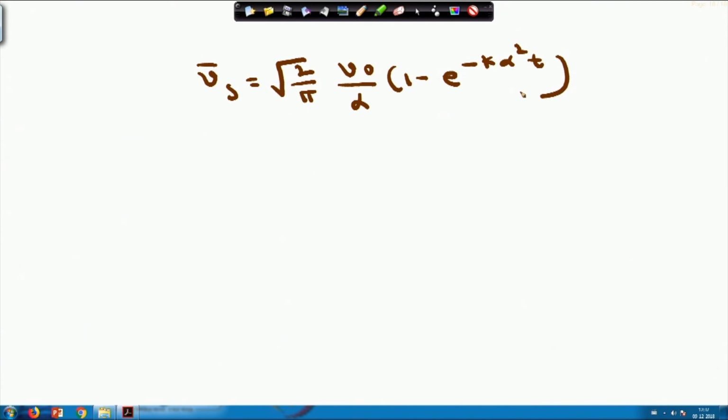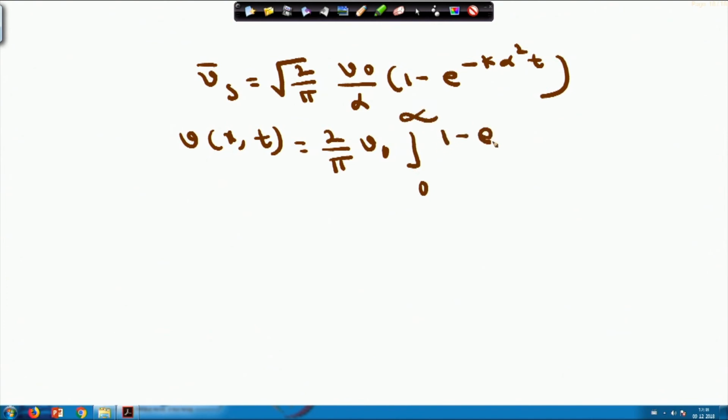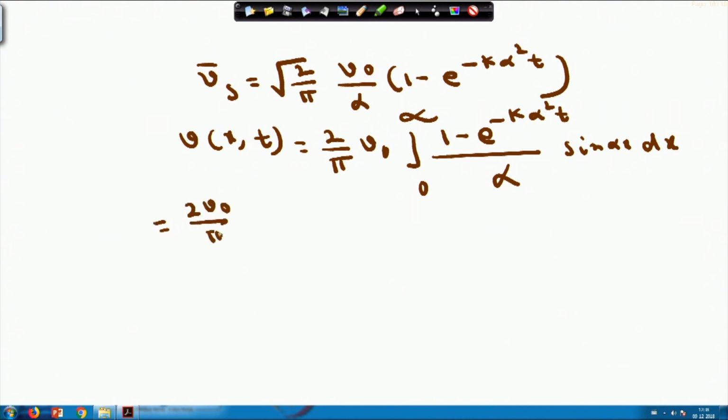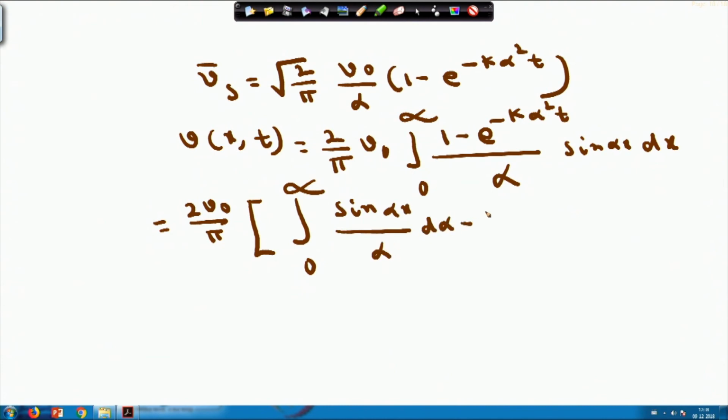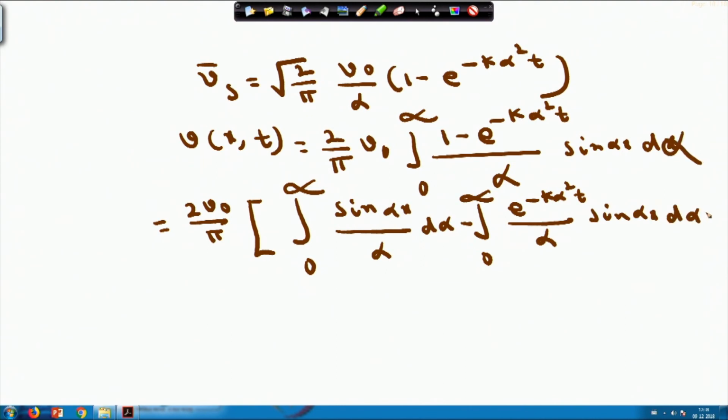And once I have obtained v bar, I can find v(x,t) also. This v(x,t) equals 2 by pi v0 into integral 0 to infinity of (1 minus e^(-kα²t)) by α into sin(αx) dα. This now I can break into two parts: 2 v0 by pi into integral 0 to infinity of sin(αx) by α dα minus integral 0 to infinity of e^(-kα²t) by α into sin(αx) dα. This value is known to us, pi by 2.